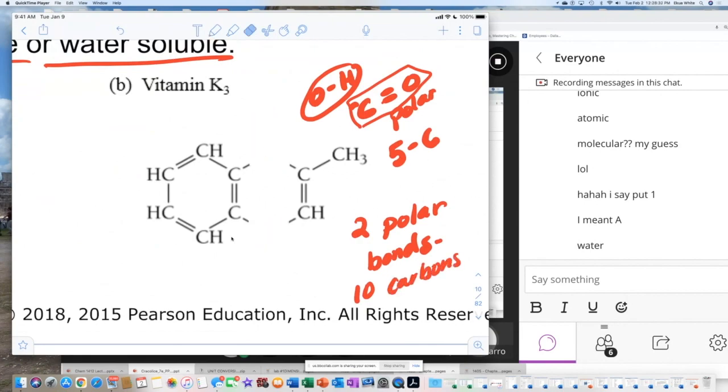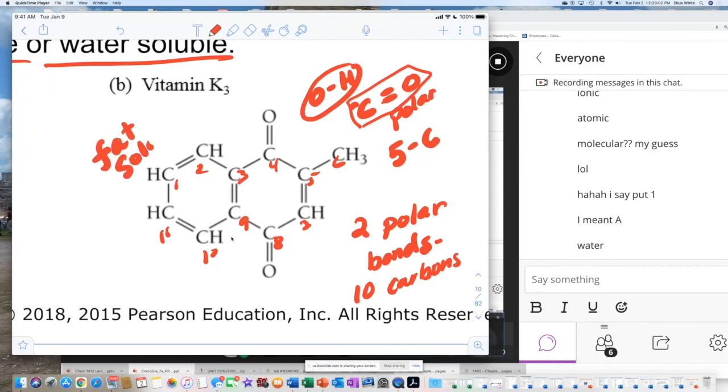Let's see. 1, 2, 3, 4, 5, 6, 7, 8, 9, 10, 11. Oops. Just missed it by a little bit. But there. So what do you guys think? Is vitamin K going to be soluble in water or in a nonpolar solvent? Nonpolar. Okay. So this one here, of course, will be fat soluble because it can dissolve in anything nonpolar but not water. It missed it just by 1 carbon. All we needed was 10 carbons, but it missed it by 1.